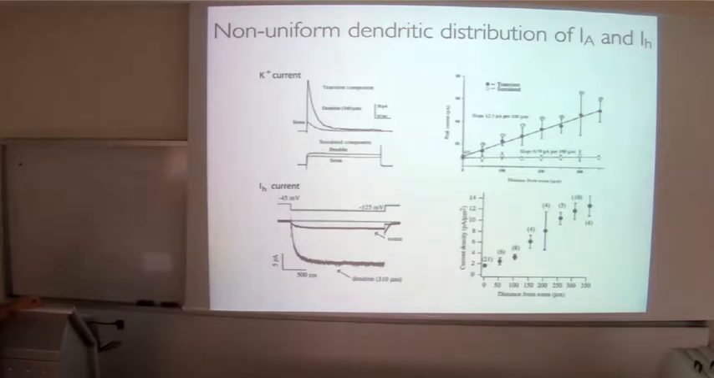But again, I don't have a slide for that, but you can also do immunohistochemistry and stain the channels with specific antibodies and see that you have more of them in the dendrite. So there's no argument about the fact that there are more in the dendrites. What the function of that is, is under debate.